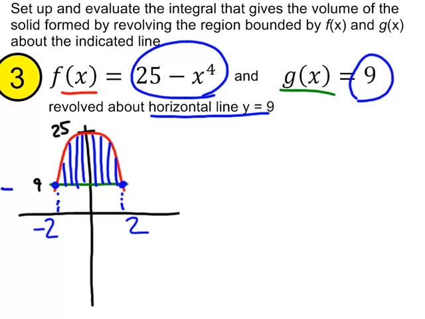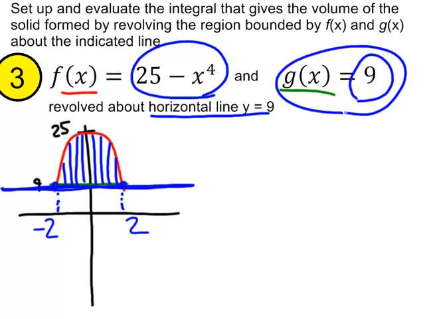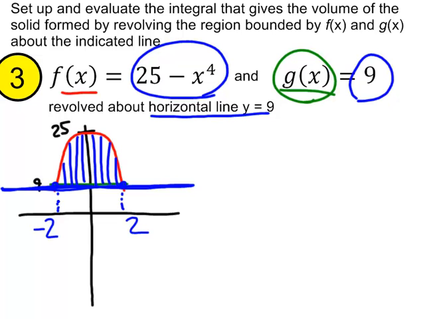Yes, we need to be revolving around this line, which is the same as our g of x, and that's why we won't have a hole running through it. So the horizontal line, 9 units above the x-axis, will not only serve as the border of our region, but it will also serve as the axis that we revolve around.